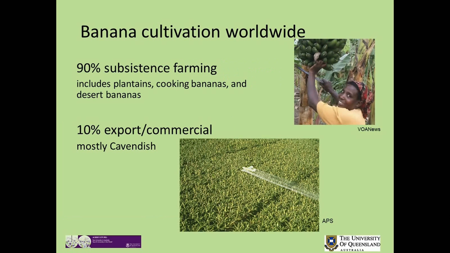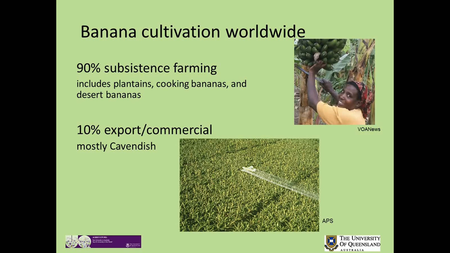So let's just look at banana cultivation worldwide. I don't know the accuracy of the figures, but roughly 90% of banana production worldwide is for subsistence farming. It's not for trade, and in countries like India and Uganda, it's a very important crop. Roughly 45% is cooking banana, though cooking bananas and plantains are categorized together, and the other 55% is dessert bananas, the sweet bananas that we're more used to.